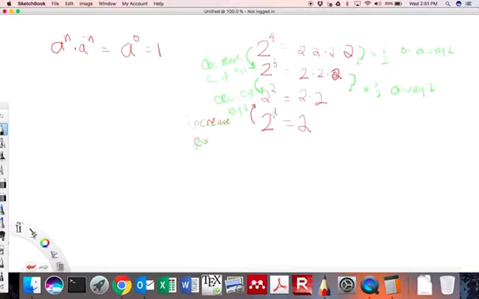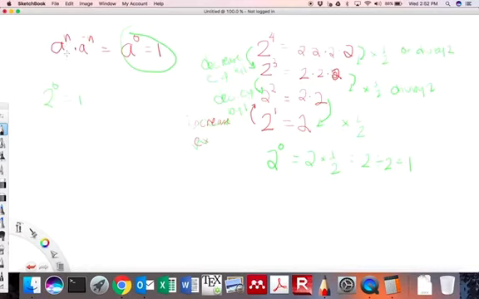Now things start to get interesting when we get to this step. If I decrease 1 by 1, I get 0. 2 times 1/2 equals 2 divided by 2, which is equal to 1. So 2 to the 0 equals 1, and a to the 0 for any non-zero value of a is equal to 1. We don't have to worry about what happens when a is 0. That's another show. So I'm hoping that makes sense.